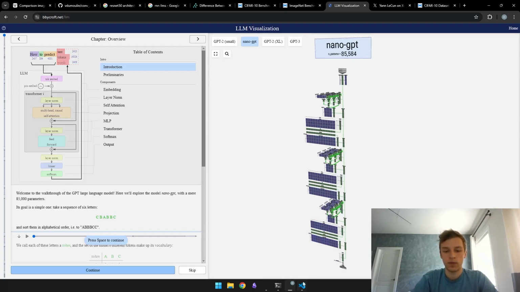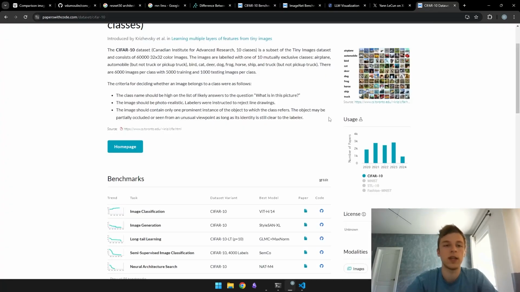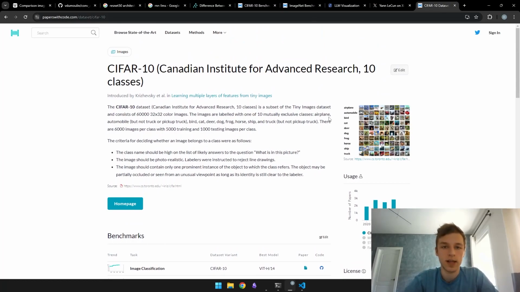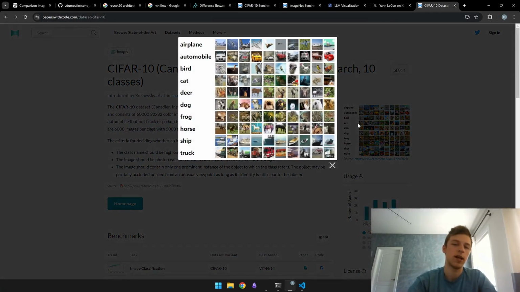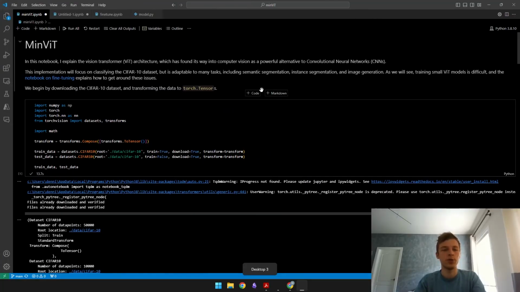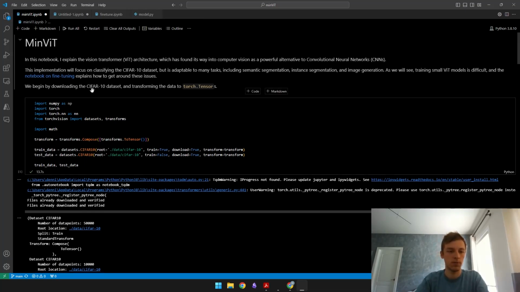Now, today we'll be looking at the CIFAR10 dataset, which is a 10 class dataset. Here you can see the different classes. These are all 32 by 32 pixel images with 3 channels for red, green, and blue. So quite small images, but nonetheless we can learn a bit from this. This notebook that we'll be going through is in my GitHub in the MinViT repository, which is a minimal implementation of a vision transformer. And the other notebook we'll be going through today is also on there. Links, of course, will be in the description.